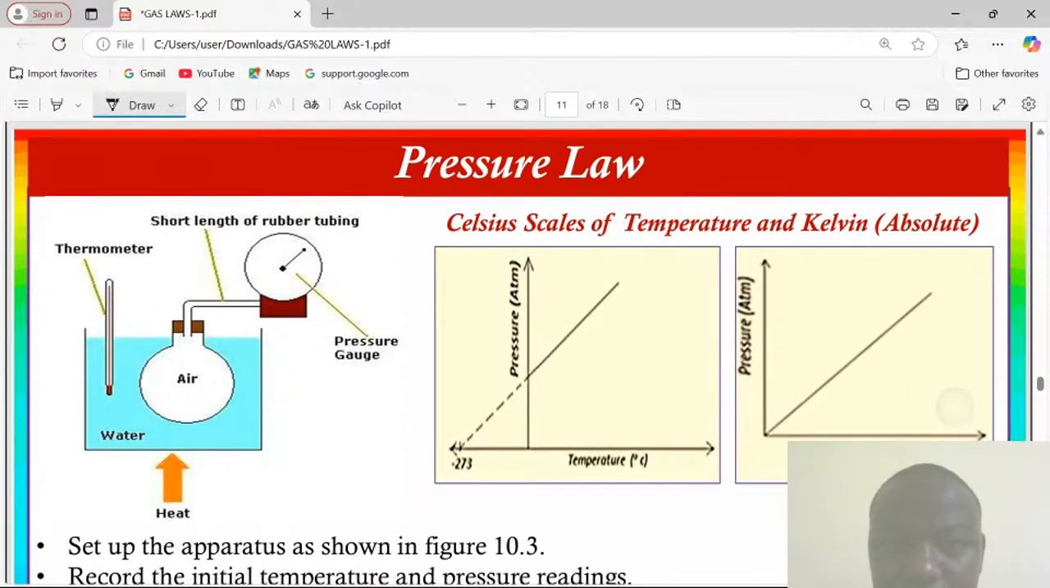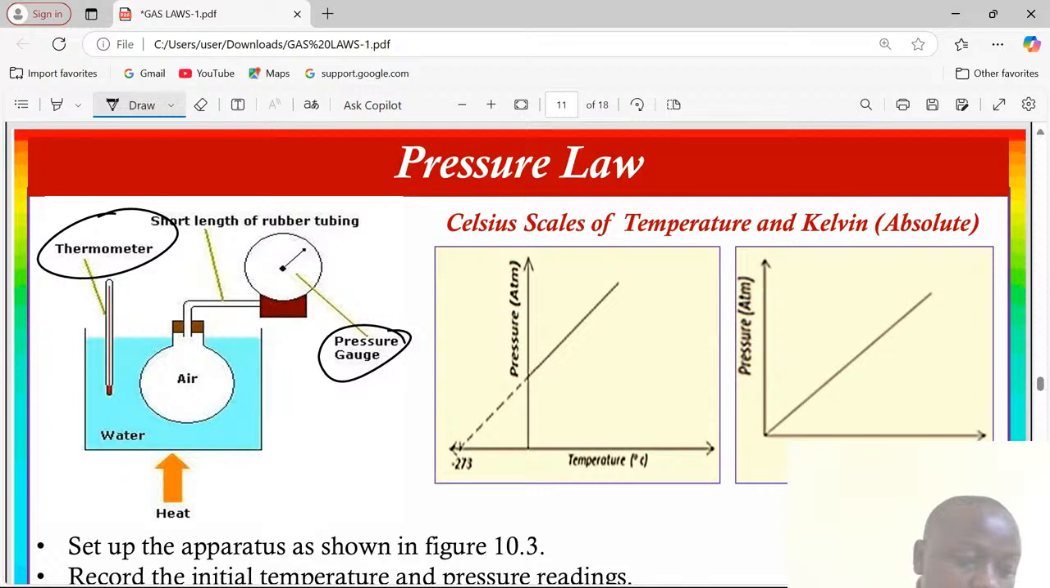Then we have now the pressure law. Yeah, we are winding up. Let's look at the pressure law of an ideal gas. Look at this wonderful experiment here. Set up the apparatus as shown. We are having the pressure gauge, and it's good for students to know that an alternative apparatus to the pressure gauge can be the Bourdon gauge. So in case you see a Bourdon gauge as an apparatus in these experiments on gas laws, just know that they serve the same purpose of measuring pressure of an ideal gas. Now we have a thermometer here.